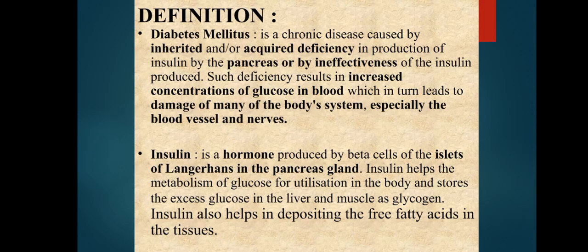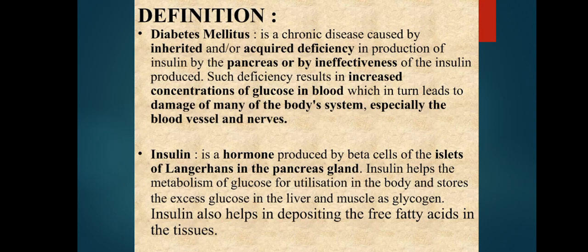First of all, we will discuss the definition. Diabetes mellitus is a chronic disease caused by the inherited or acquired deficiency in the production of insulin by the pancreas or by the ineffectiveness of the insulin produced. Such deficiency results in increased concentration of glucose in the blood, which in turn leads to damage of many of the body systems, especially the blood vessels and nerves.